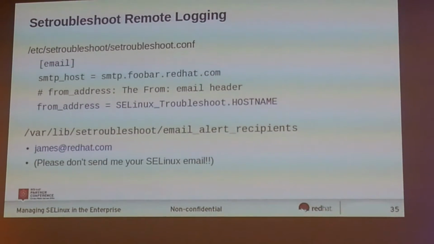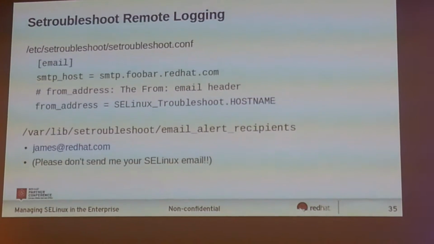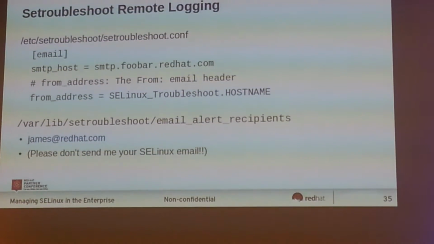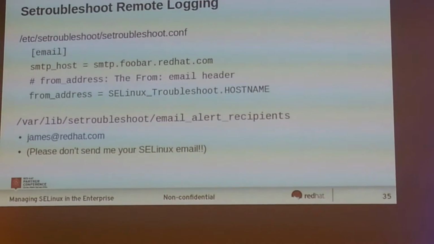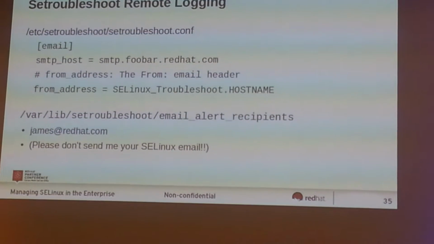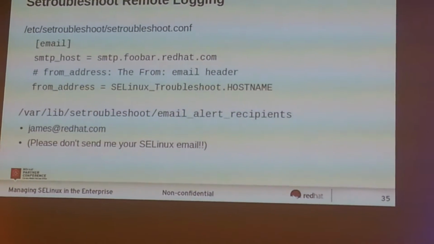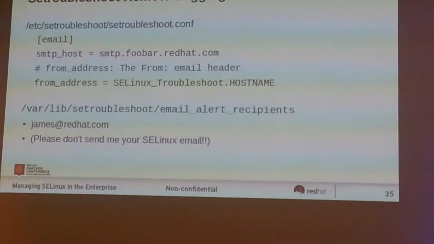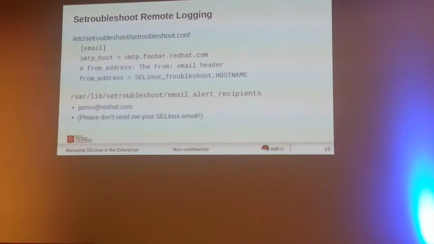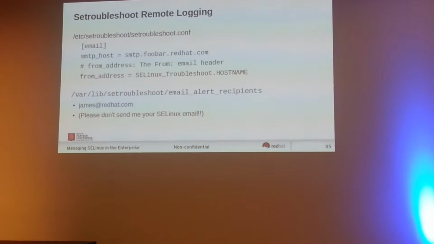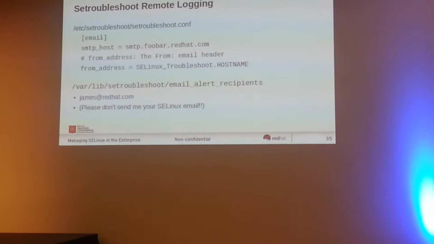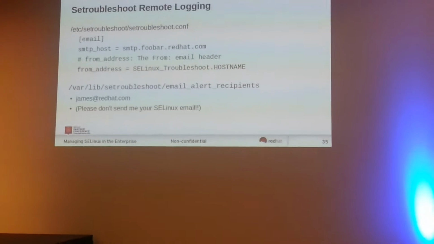If you have setroubleshootd enabled, and I think it's off by default on RHEL 6, but I'm not quite sure, it can certainly be turned off. But setroubleshootd will convert log messages into really easy to read messages for administrators to diagnose problems. setroubleshootd can send you email, and again you can see the configuration. It's really simple to do emails from setroubleshootd. Edit the file, email alert recipients, add in your own email address, like jamesreed@redhat.com or james@redhat.com. Please don't send me your email, I don't want to see it. There you go.